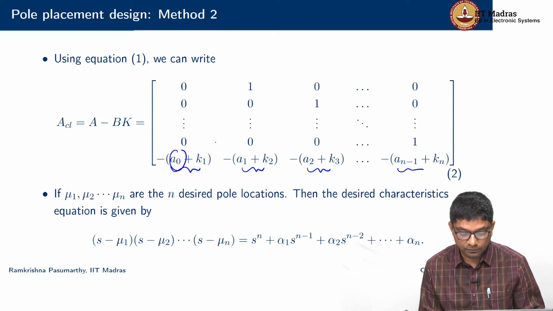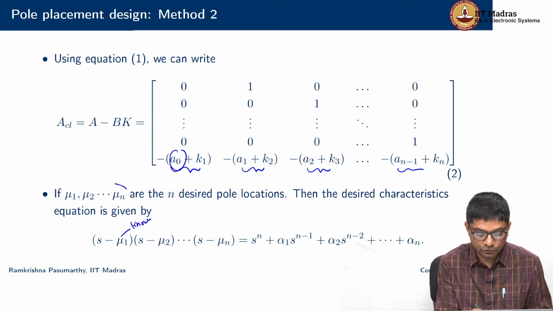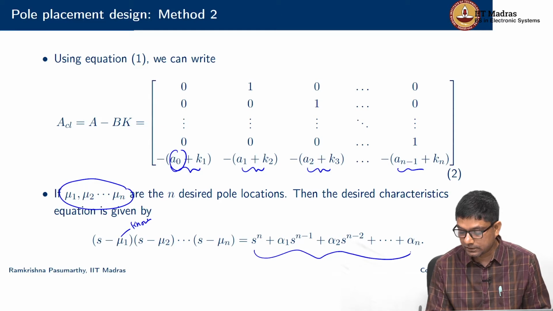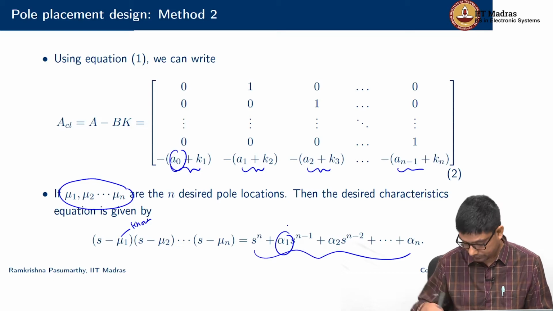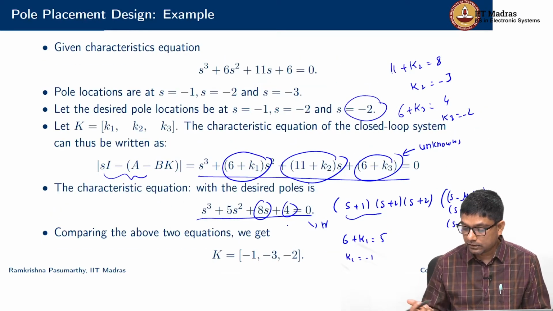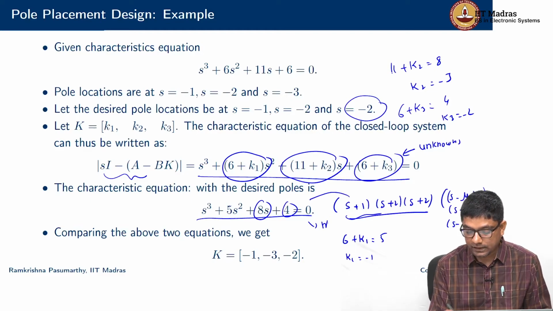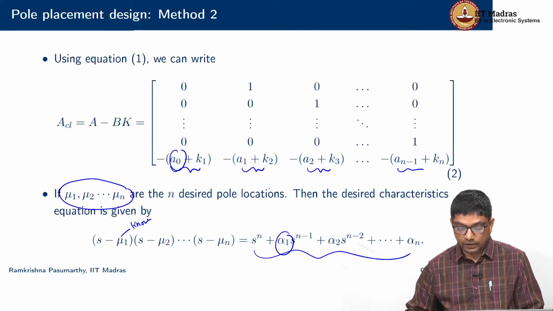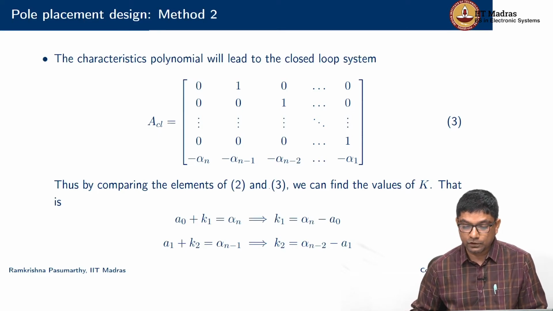Okay. If the mu's are the desired pole locations and the desired characteristic equation, these are known. These mu's are the locations where I want the closed loop poles to be, and I can expand this into this form. Because the mu's are known, the alphas are also known. Just like here, right, I knew the mu's, they were minus 1, minus 2, minus 2, and because of that these alphas were known. These are the alpha i's, each of those.